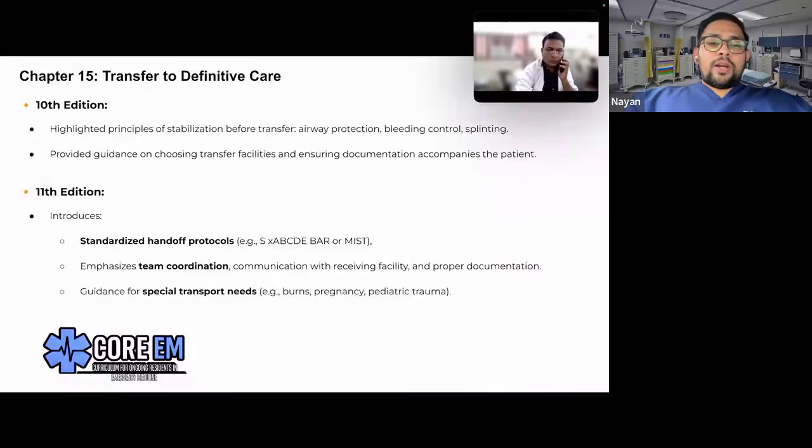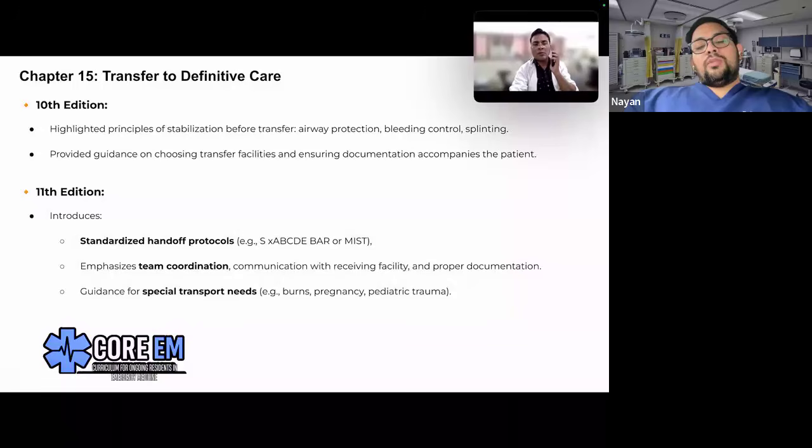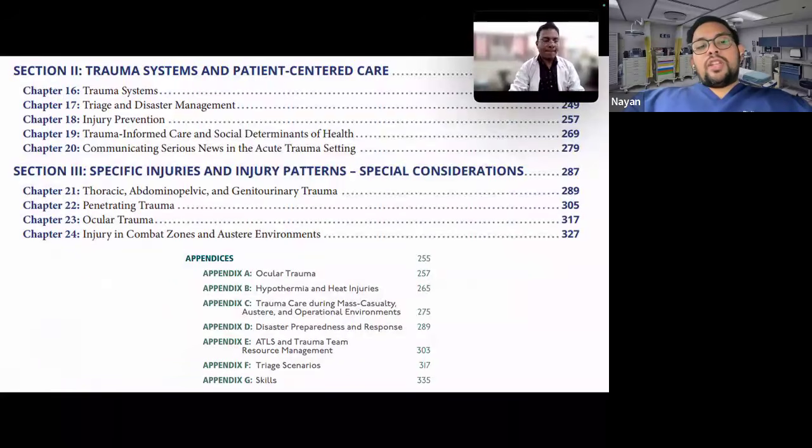So chapter 15 is transfer to definitive care. The 10th edition highlighted the principles of stabilization before transfer, airway protection and all. And here in the 11th edition, they've given the standard handoff protocol as SXABCDE bar. So the S bar is mentioned as SXABCDE bar. This is something changed. Apart from that, all the team coordination, communication with the receiving facility, documentation, all remain the same. So that's the difference.